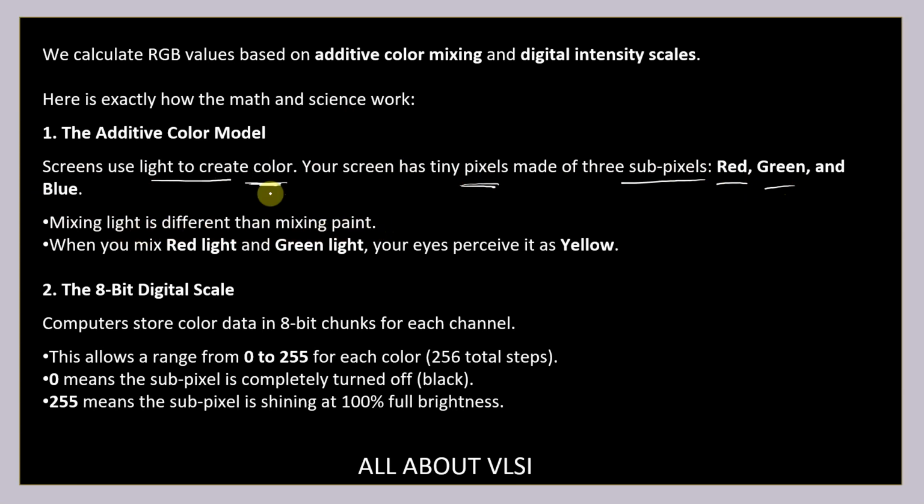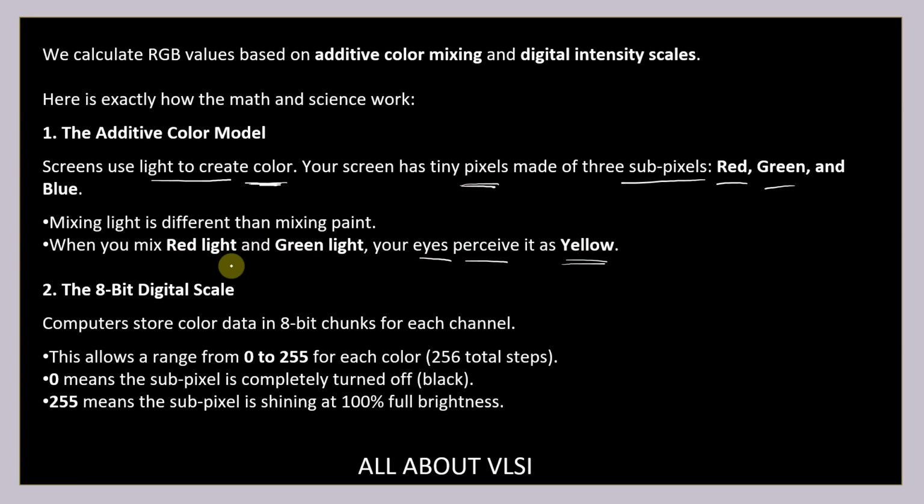If you mix paint, then you know that we are going to get different colors, and that is entirely different from mixing light. So don't get confused or relate this with mixing paint, right? When we mix red light and green light, our eyes are going to perceive it as yellow. So this is how we decide what the intensity of the red pixel and the green pixel should be, so that our eye perceives the color we want.